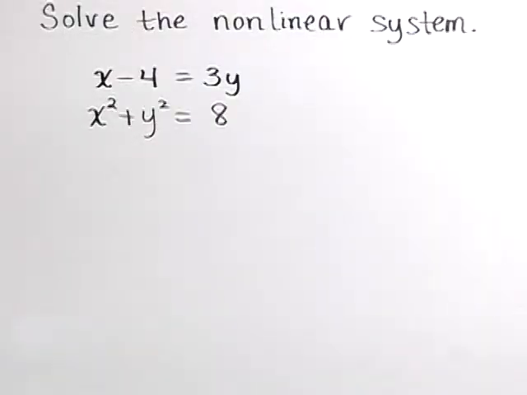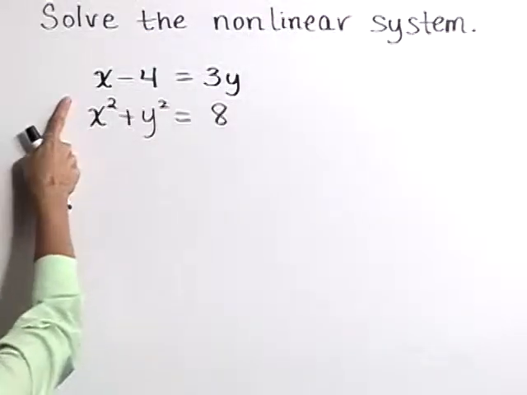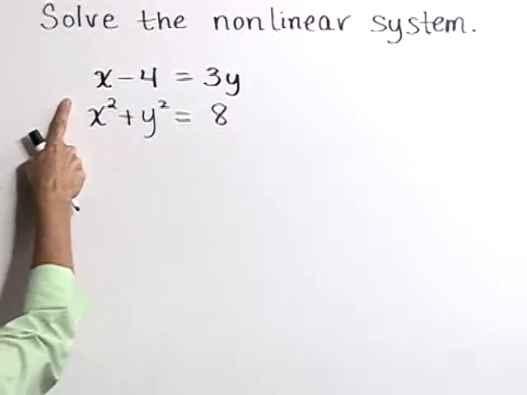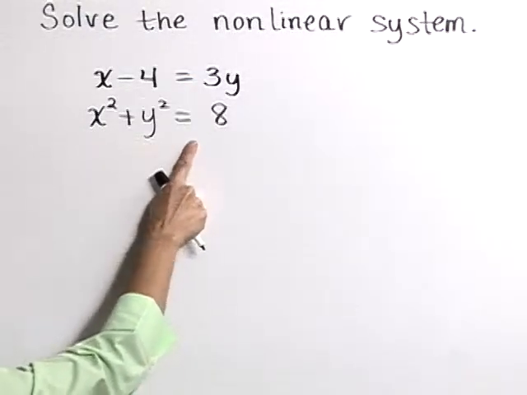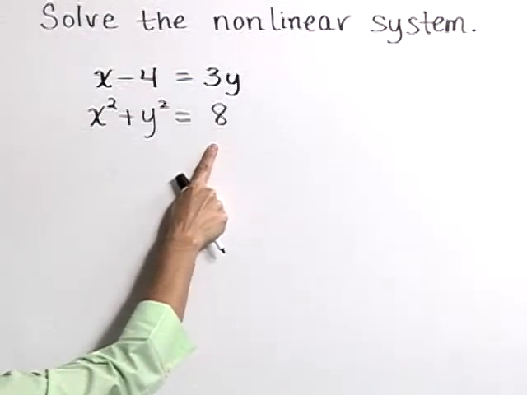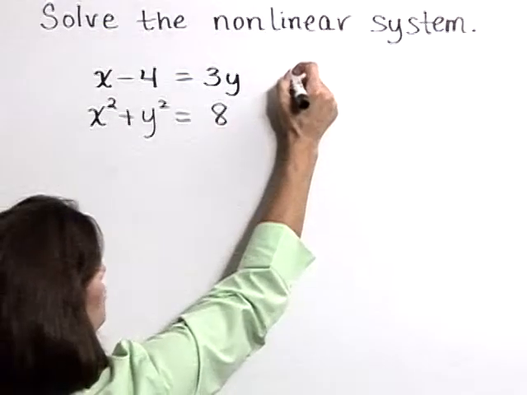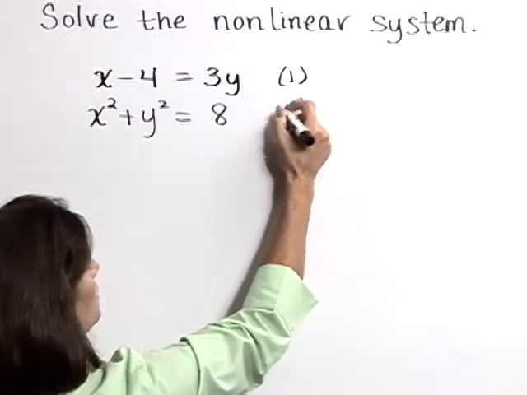Solve the nonlinear system. x minus 4 is equal to 3y. x squared plus y squared is equal to 8. I'm first going to identify these equations as numbers 1 and 2.